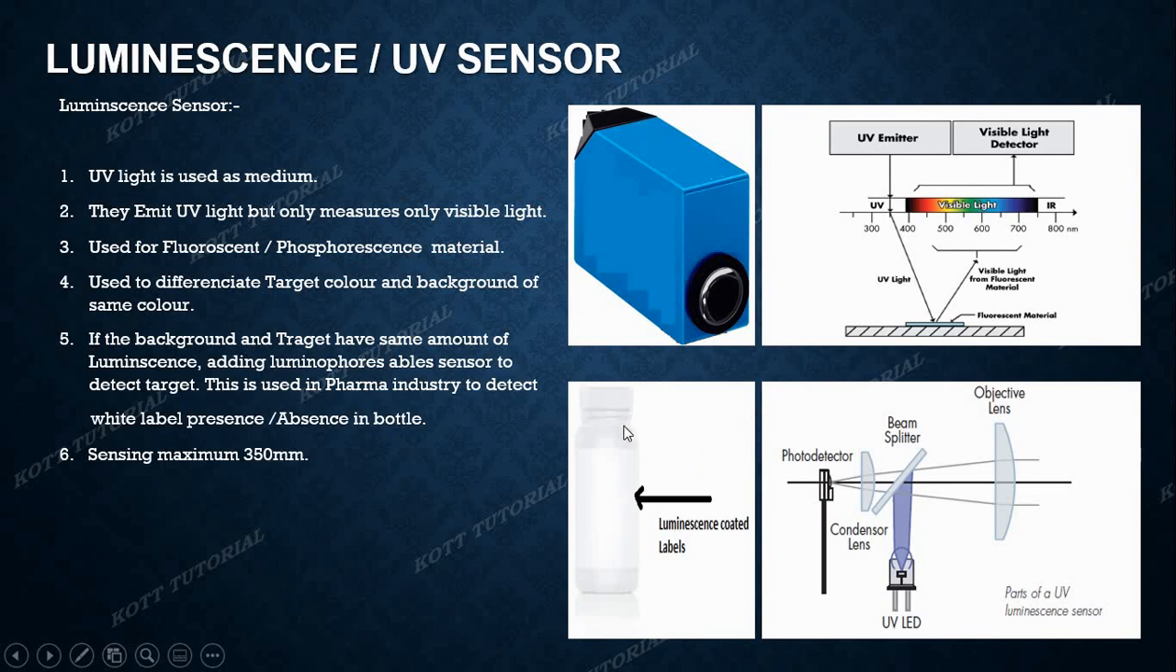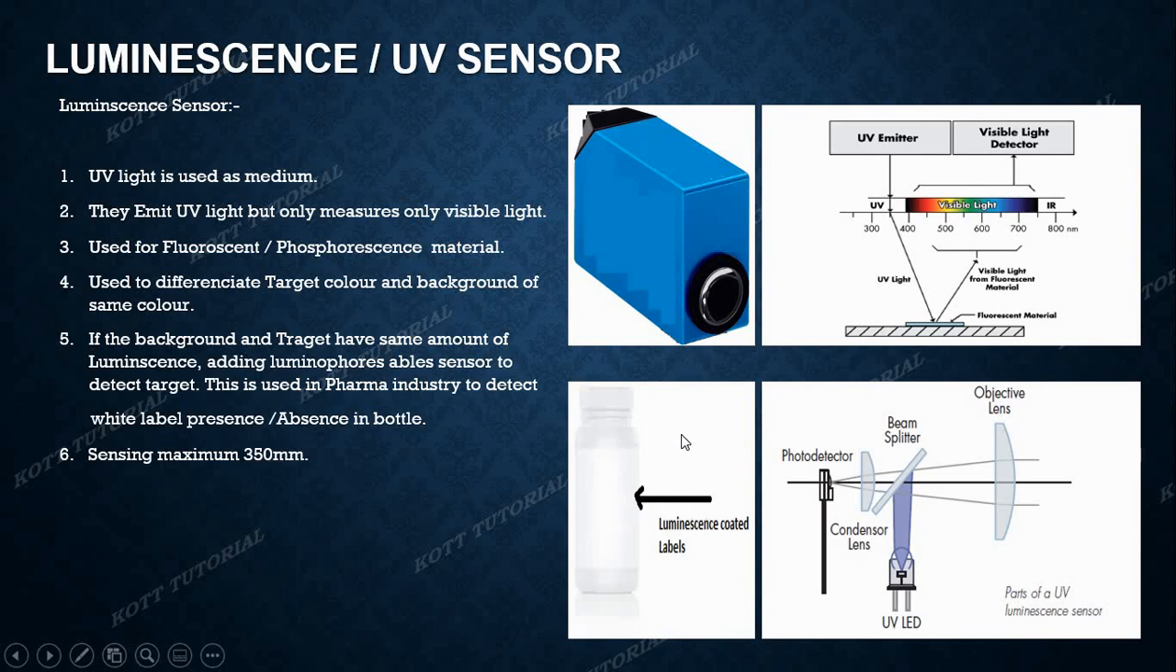At the labeling machine, the label is wrapped on the bottle, and after that we use a sensor to detect whether the label is present on the bottle or not. Now usually, if I have a white bottle with a white label, it becomes very hard for the color sensor to detect the label on it. The reason is that the bottle is also white, and the label is also white.